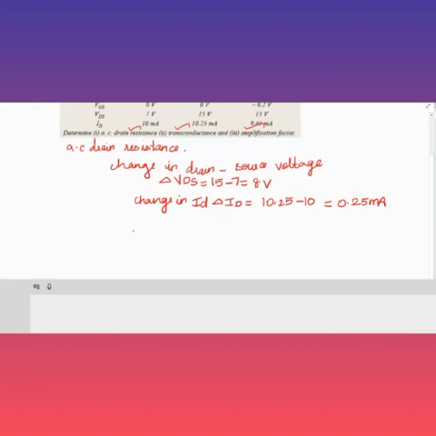Now I'm going to find my AC drain resistance. The formula of AC drain resistance is RD is equal to del VDS by del ID. So when I substitute these values, that is 8 divided by 0.25, I will be getting 32 kilo ohm. Check it, 32 kilo ohm. So I finished finding my AC drain resistance.